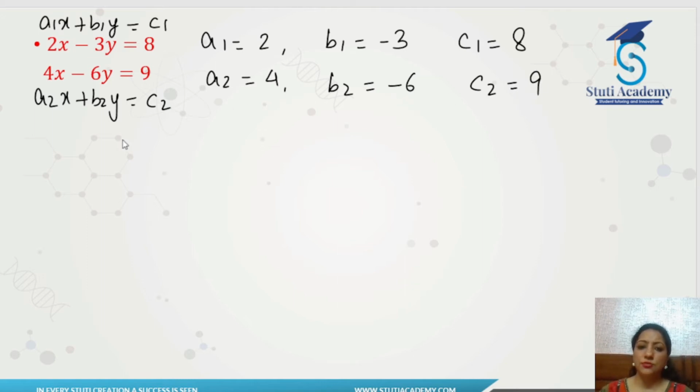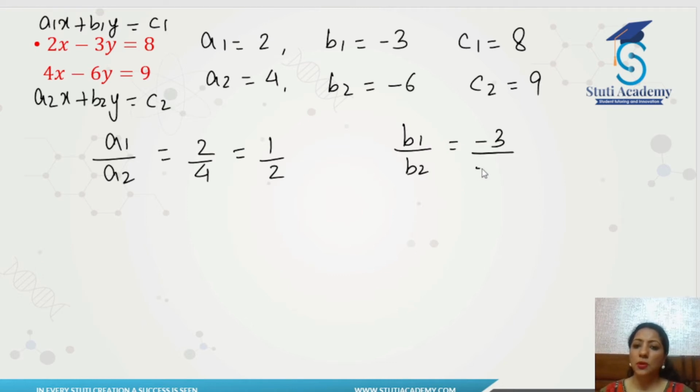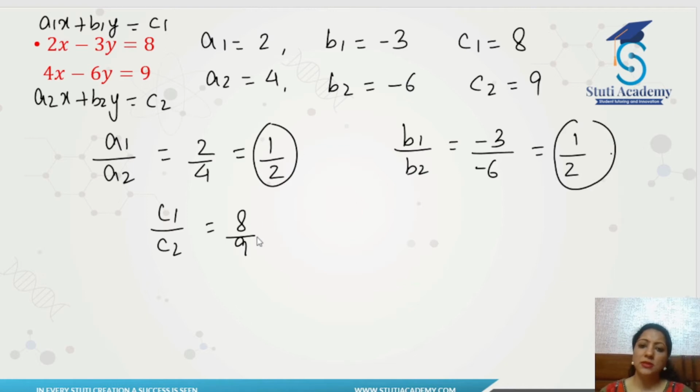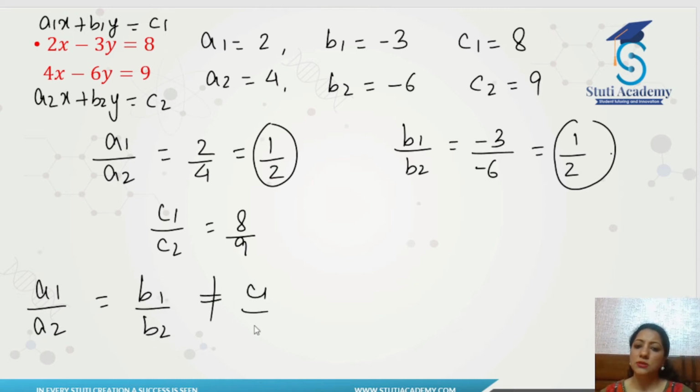Now let us check the ratios. We have a1 upon a2 is equal to 2 upon 4, that is 1 by 2. b1 upon b2 equal to -3 upon -6, that's 1 by 2. And c1 upon c2 is equal to 8 upon 9. Now we can see that these two are same, but this is different. So we have a1 upon a2 equal to b1 upon b2, not equal to c1 upon c2. So this is the case of no solution. That means the set of equations is inconsistent.